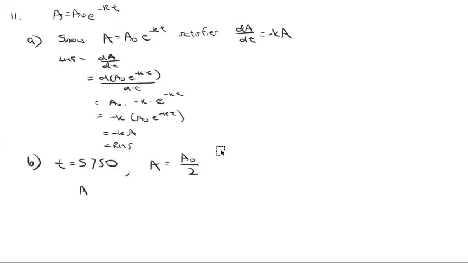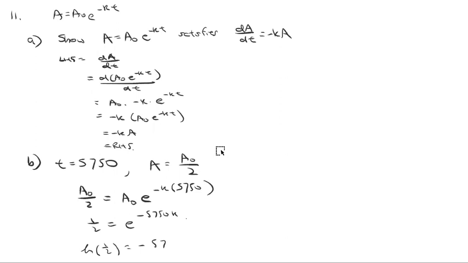So we're basically saying that A0 over 2 must equal A0 e to the negative k times 5750. We'll divide both sides by A0. And so a half must equal e to the negative 5750k. Log both sides, so log of a half equals negative 5750k. Put the negative across, which means you'll get log 2. And 5750k must equal log 2. So k must equal 1 over 5750 times log 2.